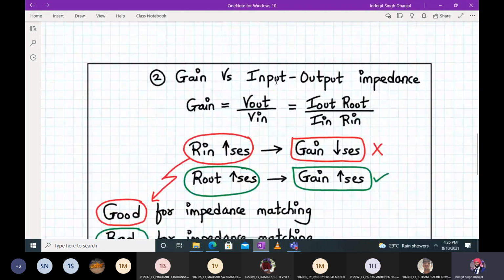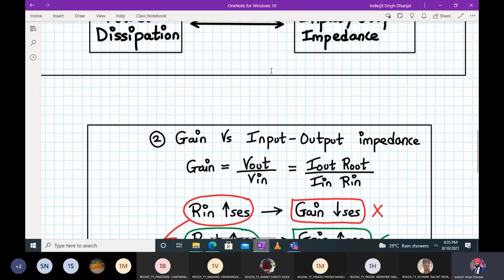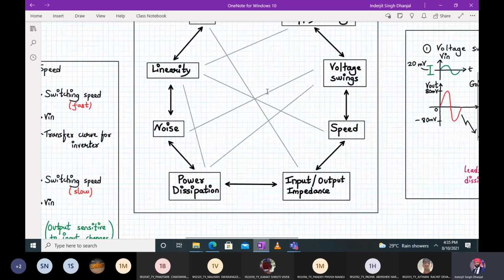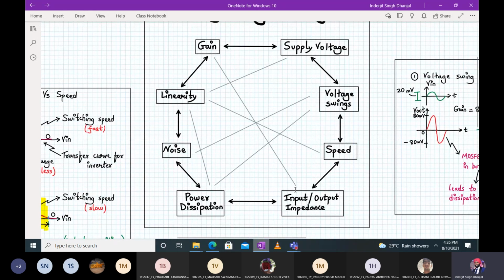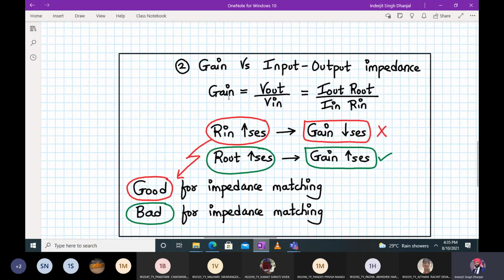So now let us consider one more example. Let us see the relation between gain and input output impedances. In the analog design octagon, there is a relation between the gain and the input output impedances. Now let us see how they impact each other. Gain is given by Vout upon Vin. And how is Vout? We can write it as Iout into Rout, right? And Vin can be written as Iin into Rin.